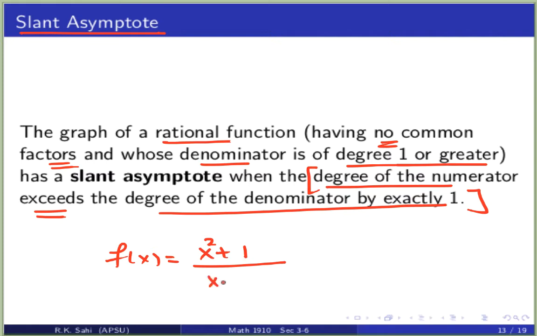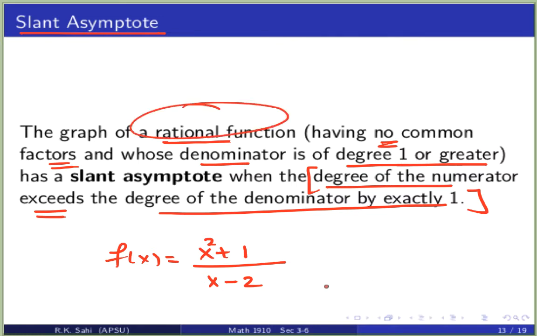So I would say x minus 2. So this is going to give me a slant asymptote, because the degree of the numerator is first of all greater than the degree of the denominator, but by exactly one value, and you are having rational functions. In other words, a polynomial over a polynomial.